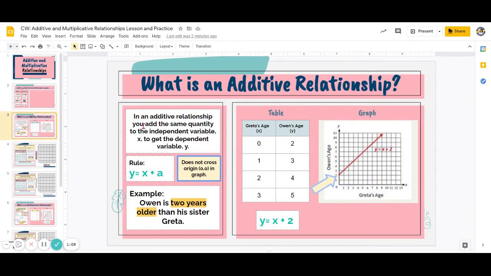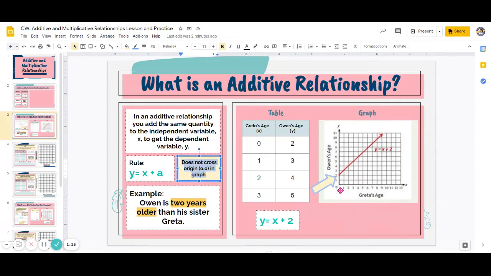In an additive relationship, you add the same quantity to the independent variable, which is x, to get the dependent variable y. So I'm doing something to x to equal y. On a graph, it will not cross the origin. The origin is down here at 0. It will not touch that, because if I'm adding something to 0, it's not going to give me 0. It's going to give me something more than that. So I'd go over 0 and then up 2. It will not land on 0.